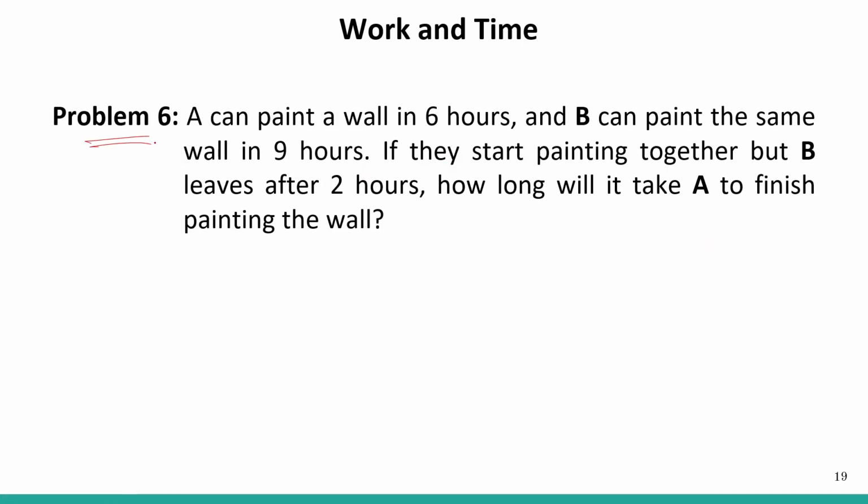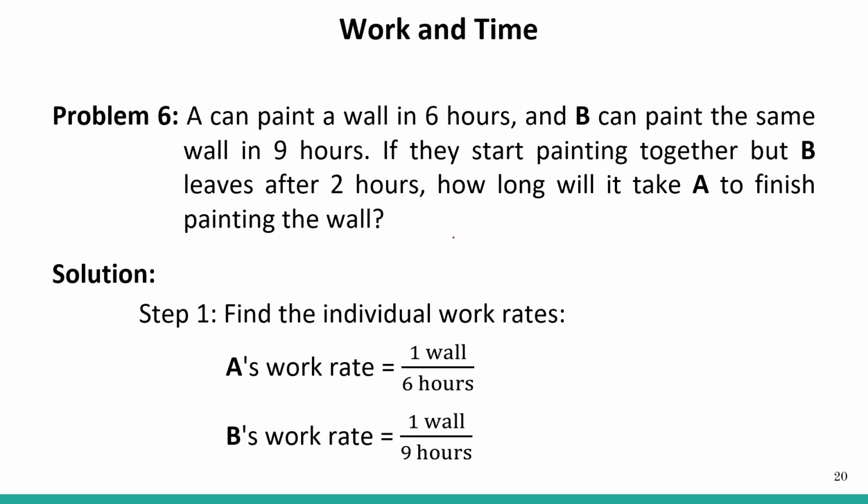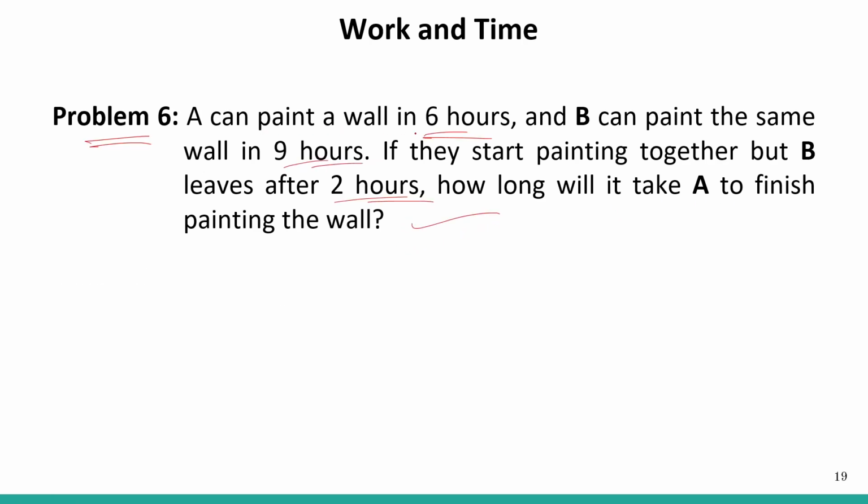So problem 6. Okay, if A can paint a wall in 6 hours, A paints a wall in 6 hours and B can paint the same wall in 9 hours. So if they start painting together but B leaves after 2 hours, how long will it take A to finish the painting of the wall? Okay, so let's see. A can paint the wall in 6 hours. Only 6 hours it takes for A to paint that wall. And B can paint that same wall in 9 hours, right? So this seems to be a similar kind of combined work problem.